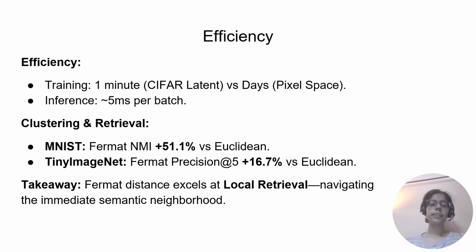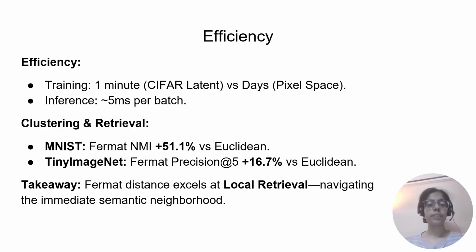Second, the clustering and retrieval results highlight a critical strength of the Fermat distance. On this simple MNIST dataset, Fermat distance showed a huge win in global clustering. NMI was positive 51.1% better than Euclidean. On the complex Tiny ImageNet dataset, Fermat excelled locally. Precision at 5 was positive 16.7% better than Euclidean.